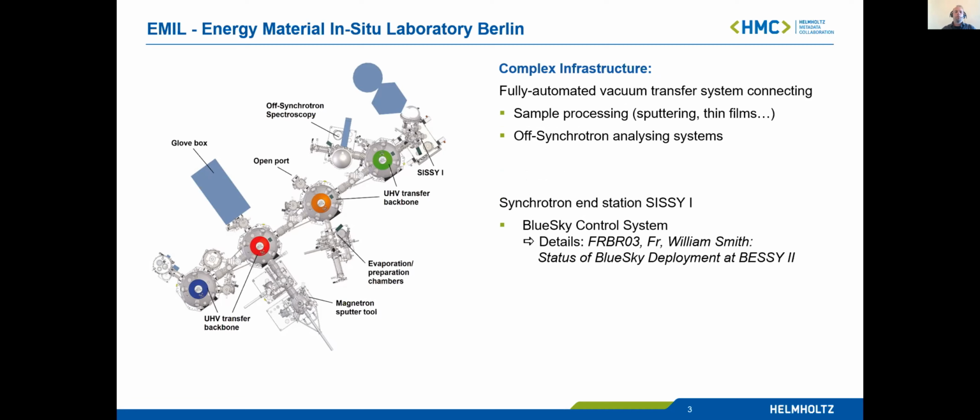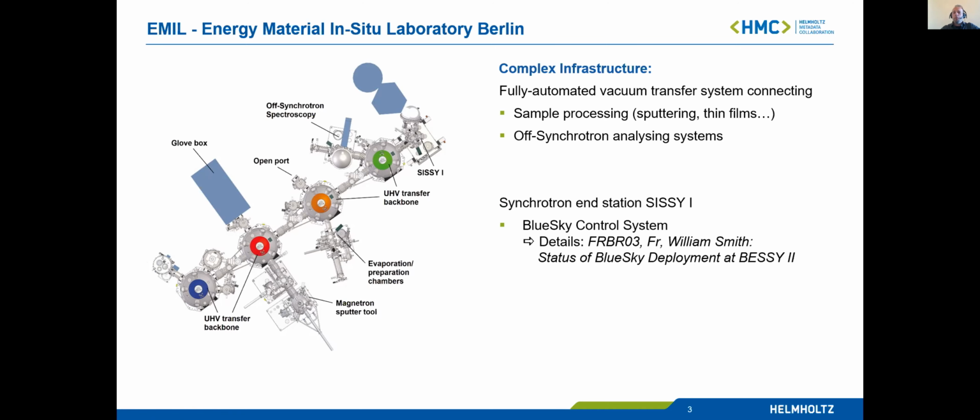EMIL usually consists of a fully automated vacuum transfer system which connects various chambers where samples can be processed, so their properties are changed, and also analyzed with off-synchrotron analyzing systems. But we will here focus on the synchrotron end station CC1, which sits at the very end of this vacuum backbone and is connected to the BESSY II storage ring in Berlin.